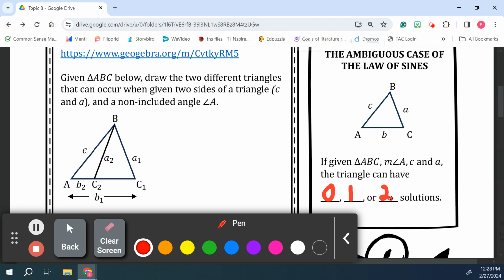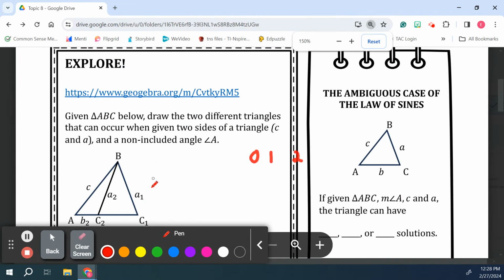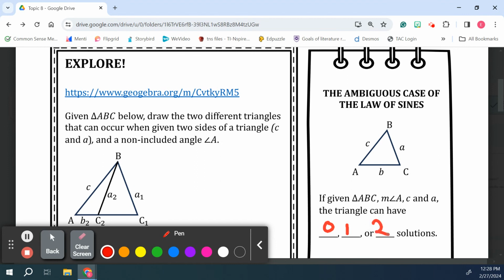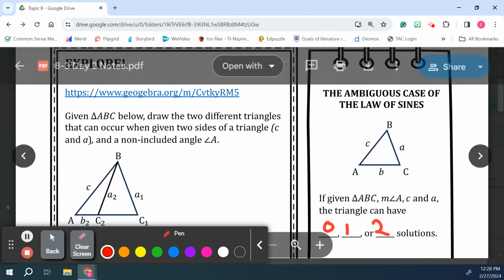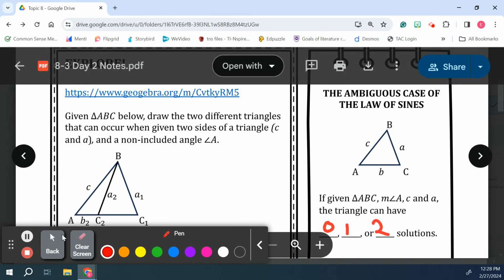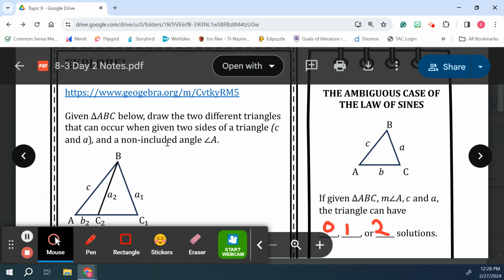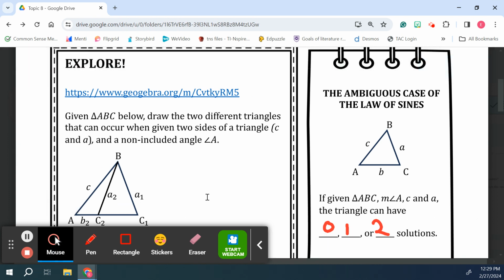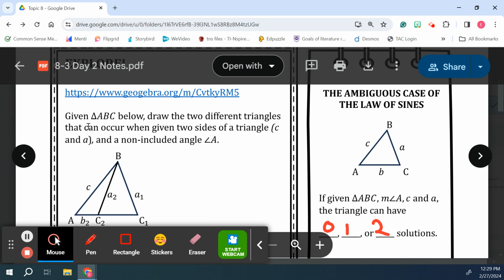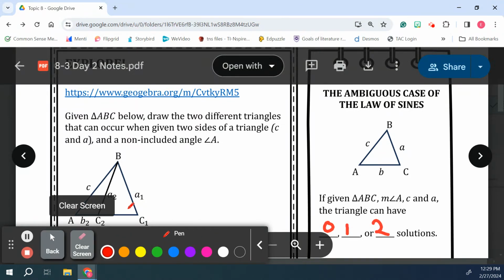Okay? Let's go down a little bit there. All right, so if that is the case, let's take a look at this. We are not going to explore using the GeoGebra because it's not really all that great. Given triangle ABC below, draw the two different triangles that can occur when given two sides of a triangle, C and A, and the non-included angle of A.